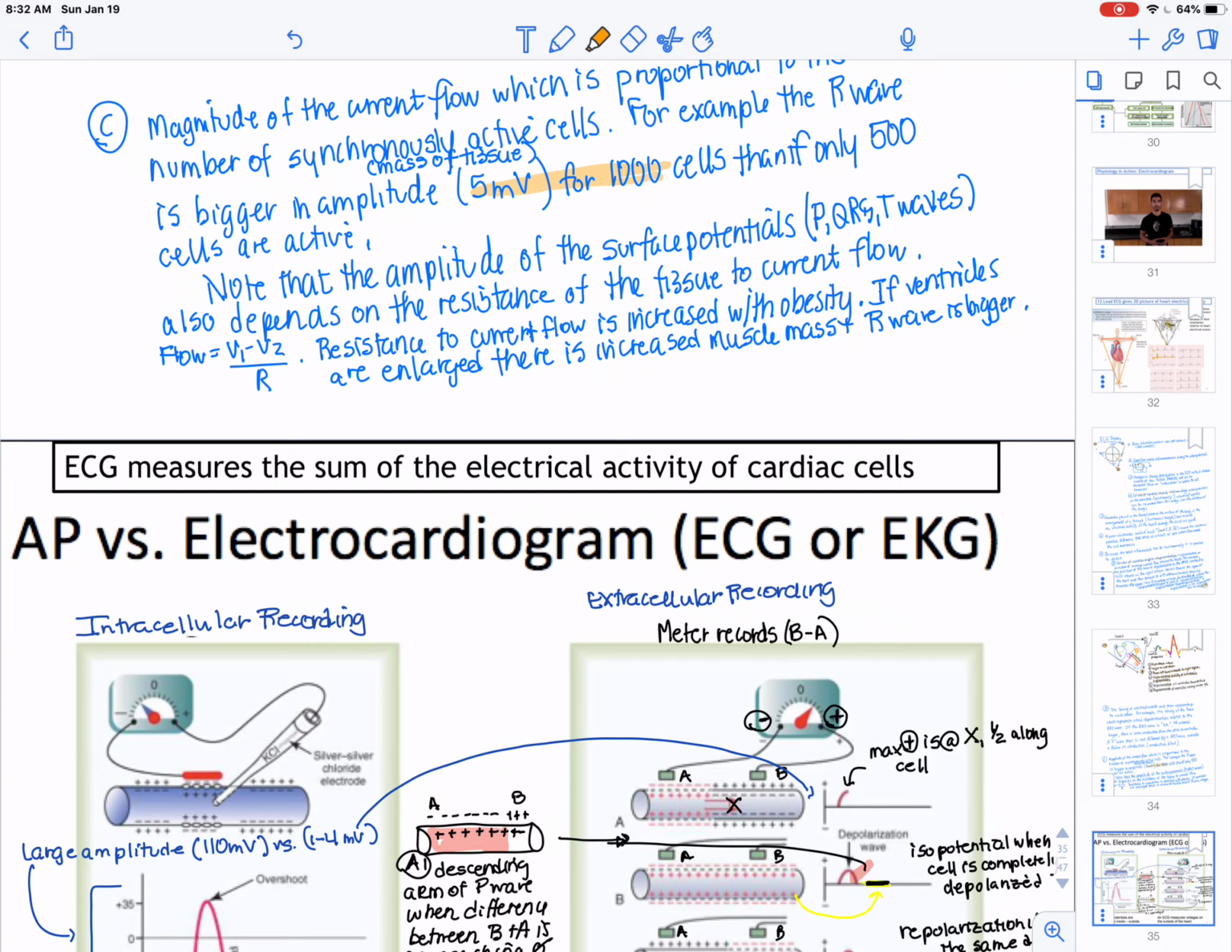So note that the amplitude of the potentials, P, QRS, and T, also depends on the resistance of the tissue that's in the way. And you could go back to the flow model and think about how current flow is affected by resistance. And if the resistance increases, then there will be less current flow.